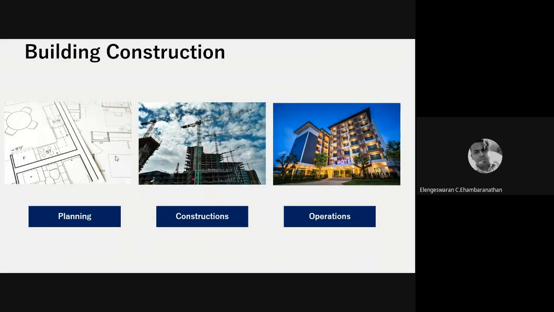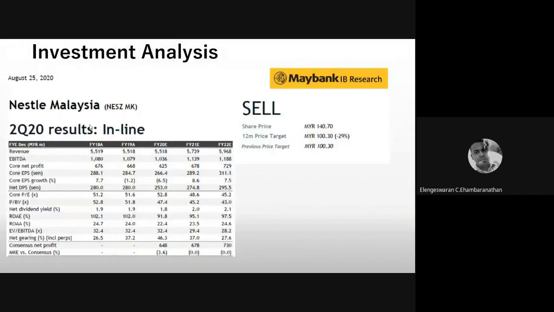Okay, so before a company decides to construct a building, they need to have the blueprint. And during the blueprint stage, they will try to estimate or forecast the expenses. What are the expenses incurred? Okay. And then, for example, some banks, what they do is they do investment analysis.